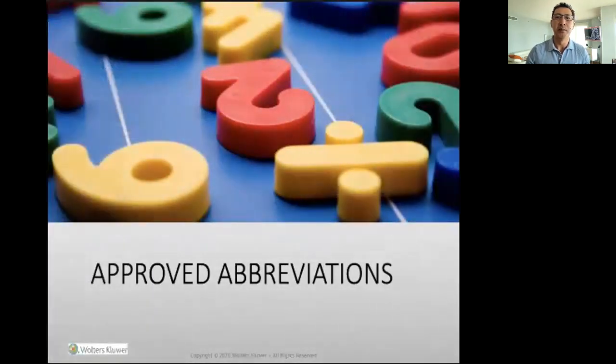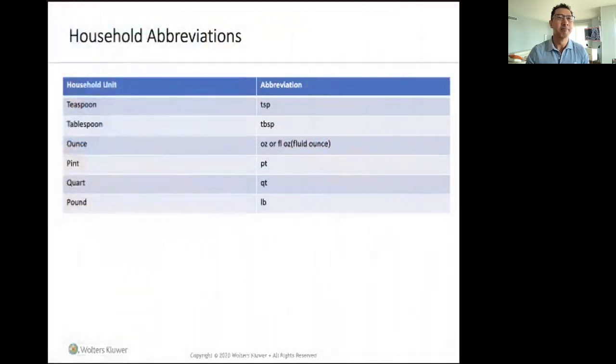Next, approved abbreviations. I think I talked about some of these earlier, but here's some more. This is what you see at home for the household measurements. Teaspoon, we use TSP, tablespoon. There it is up here. Ounce, you're going to use ounce or fluid ounces a lot during your nursing career, or nursing school at least. Pint, PT, quart, pound. Get yourself familiarized with these abbreviations because this is our lingo.